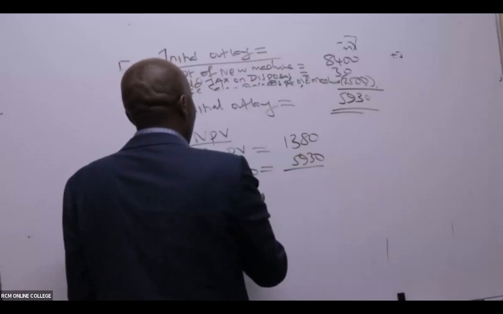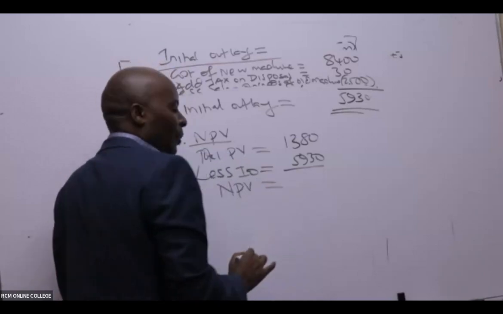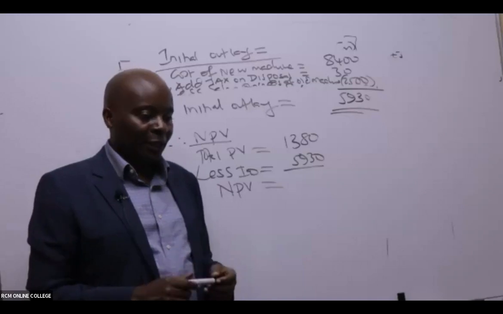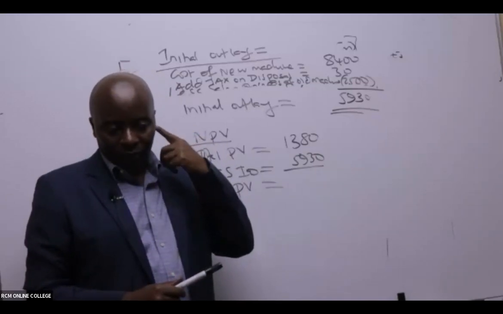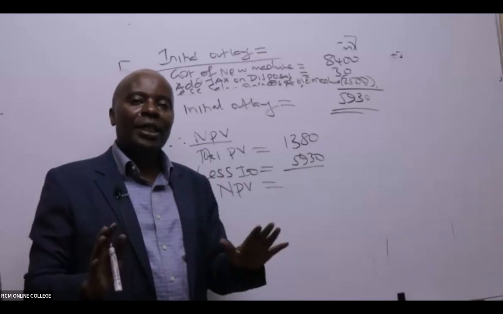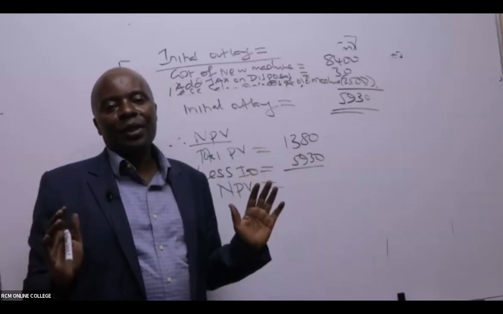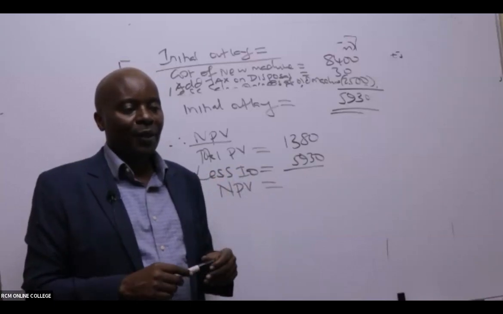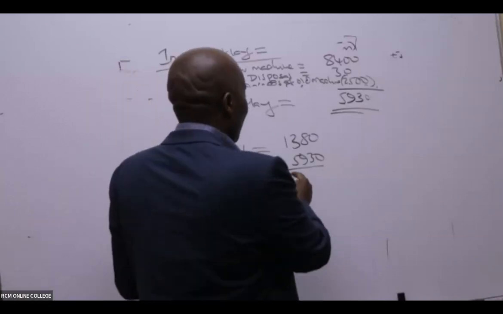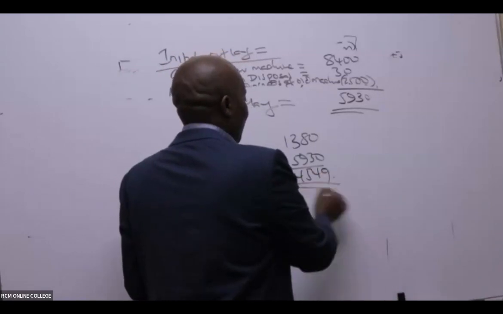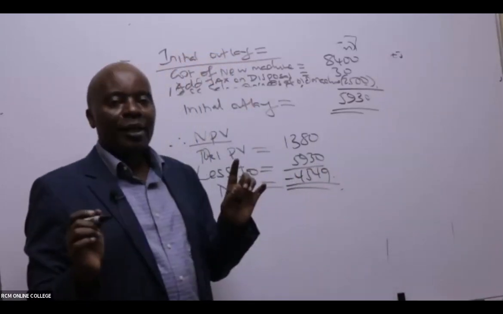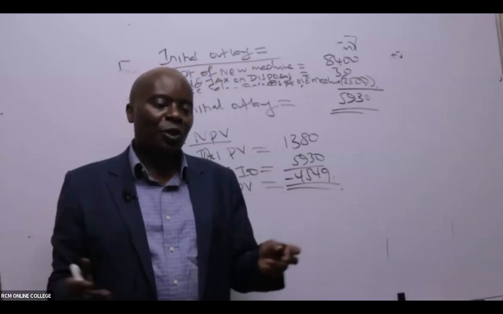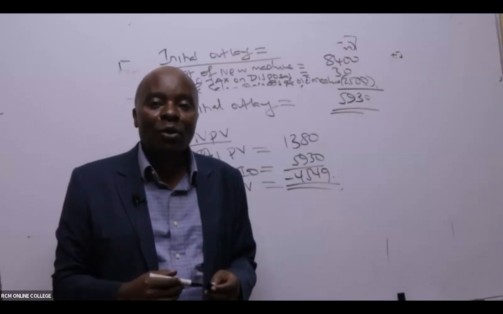So the NPV, the net present value, will be negative something. So in that case, don't buy the new machine. Don't replace. That's an exercise in futility because you're going to lose. Negative 45, 49. And that is it. So the investment in a new machine is not viable.